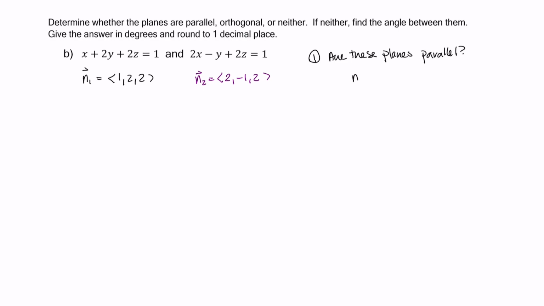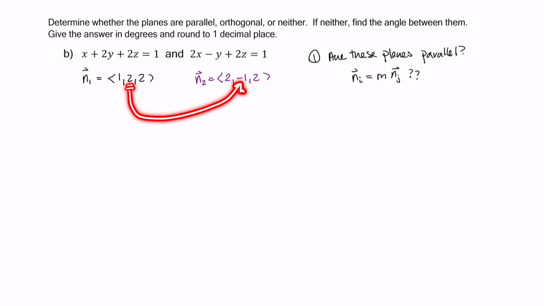To show that, we ask ourselves, is one of these normal vectors ni equal to a scalar multiple of the vector nj? So that's what we're asking ourselves. Now let's take a look. Can I multiply 1 by something to get 2? I can. I can multiply this by 2. Let's see if this still holds for the y and z component.